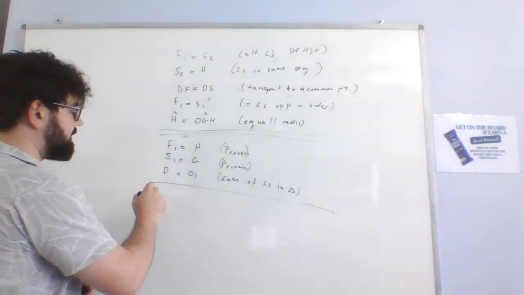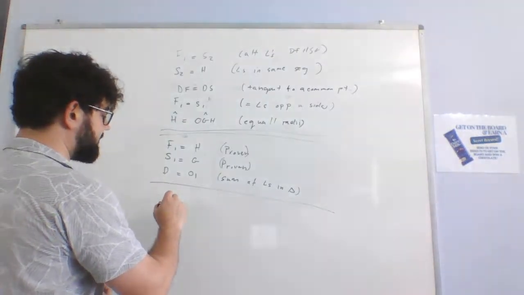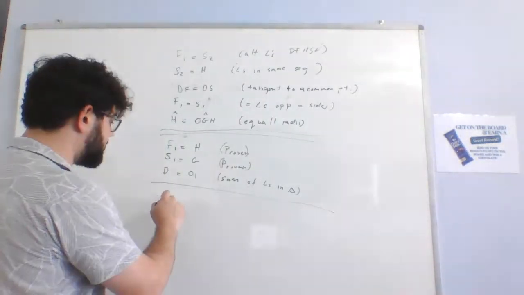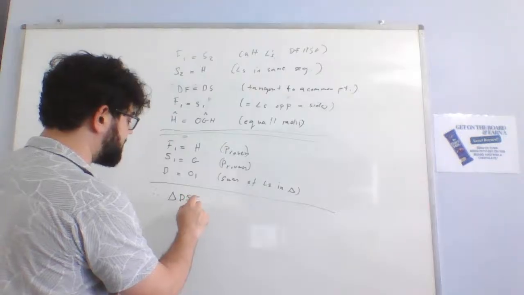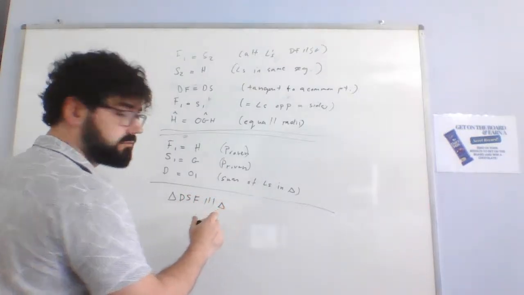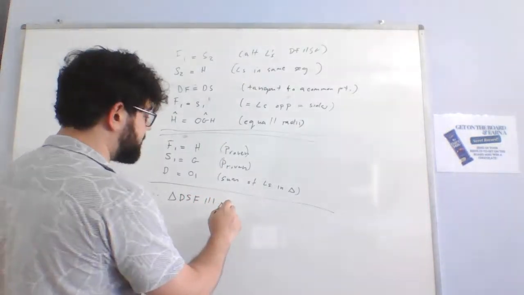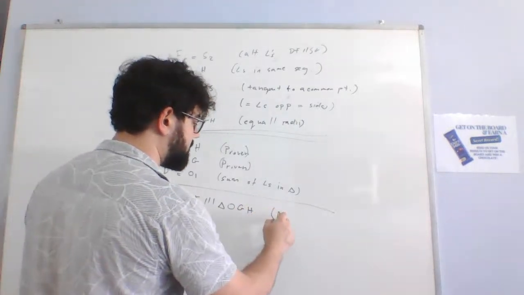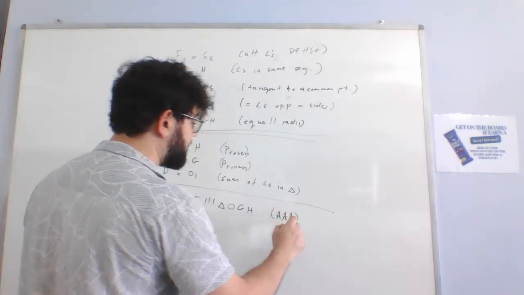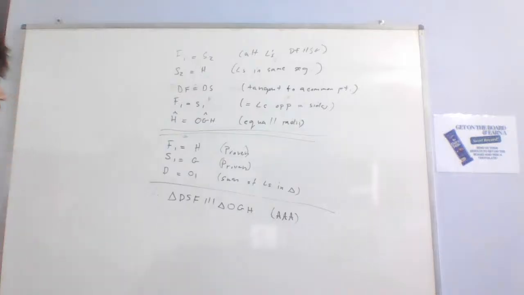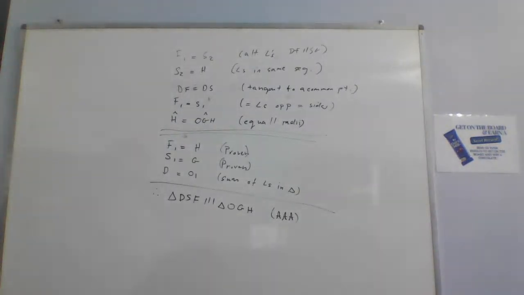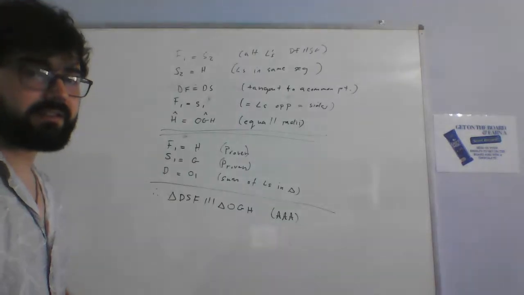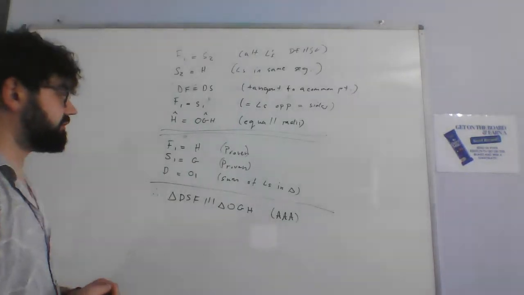And then we can say therefore triangle DSF, I think that was the angle, the ordered triangle DSF is similar to triangle OGH. Okay, and the reason: AAA. I see a lot of guys forgetting that. You've got to give the reason for your statement at the end. Yeah, and then I think I'm going to leave it there and move on to the Q&A.